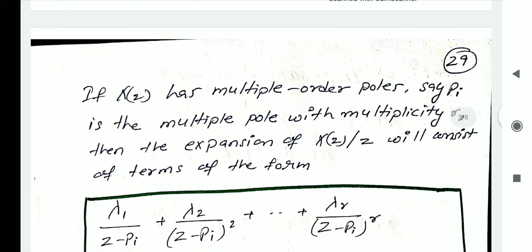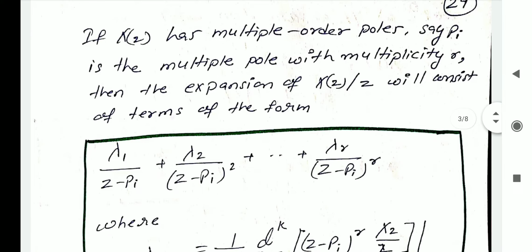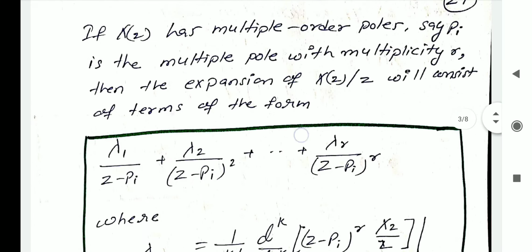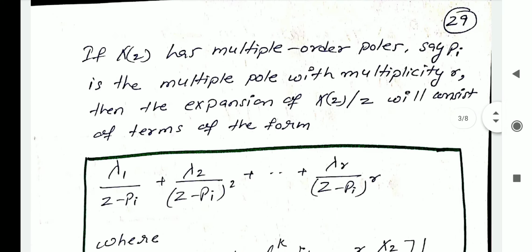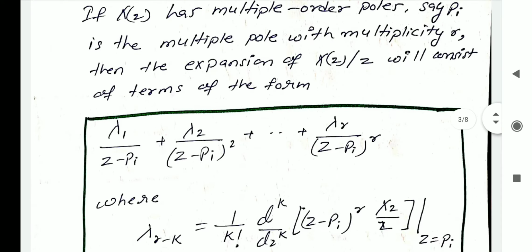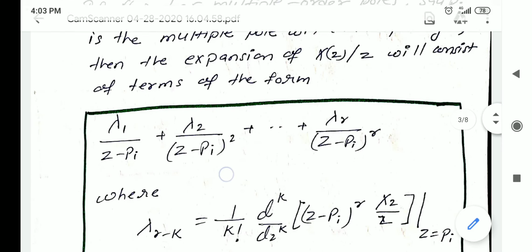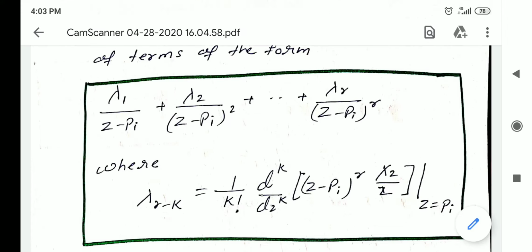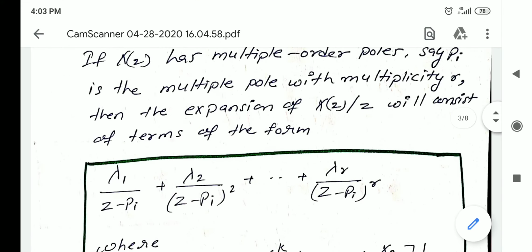If x of z has multiple order poles, say pi, suppose we have z minus pi whole squared, or z minus pi whole to the power 3, or z minus pi whole to the power 4, in that case x of z by z will consist of these terms: lambda 1 by z minus p1, lambda 2 by z minus pi whole squared, and so on up to lambda r by z minus pi whole to the power r. Now what is r here?